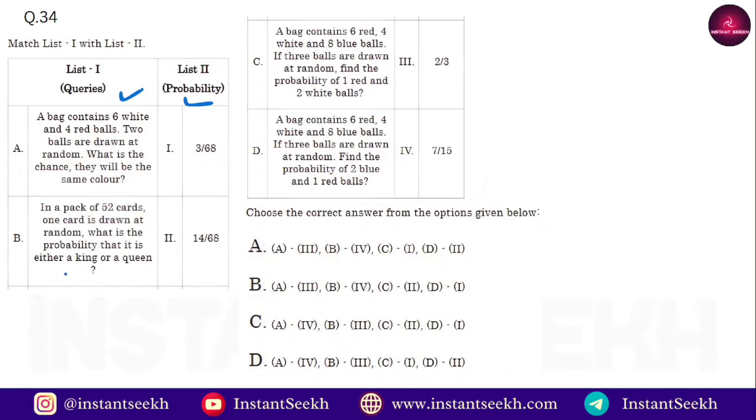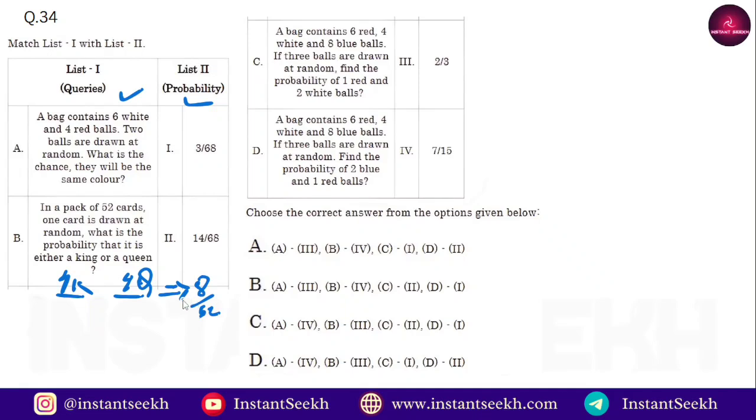There are four kings and four queens. Now this type of question is basically used to waste your time. Anyway, in a pack of cards there are four kings and four queens. In a pack of 52, the total number of favorable outcomes is 8 out of 52.